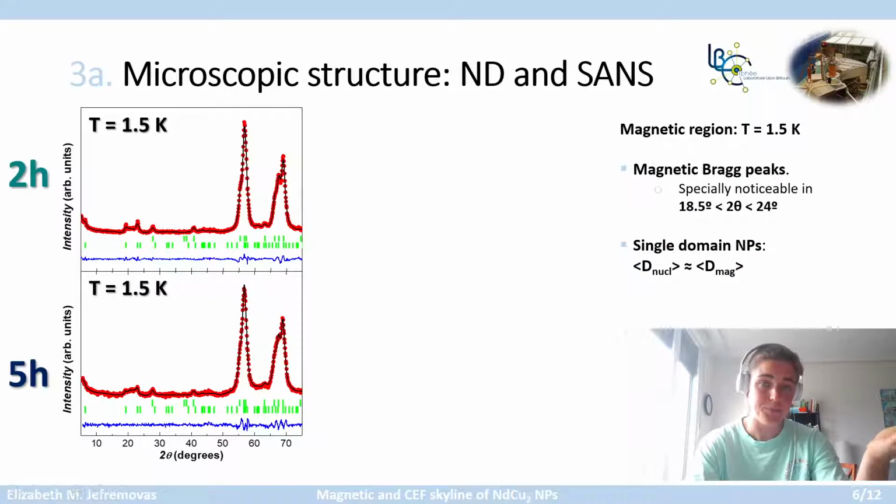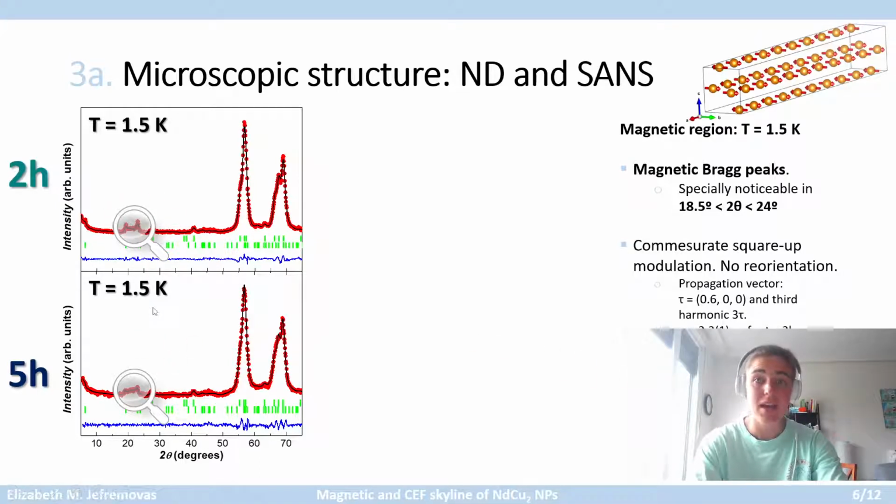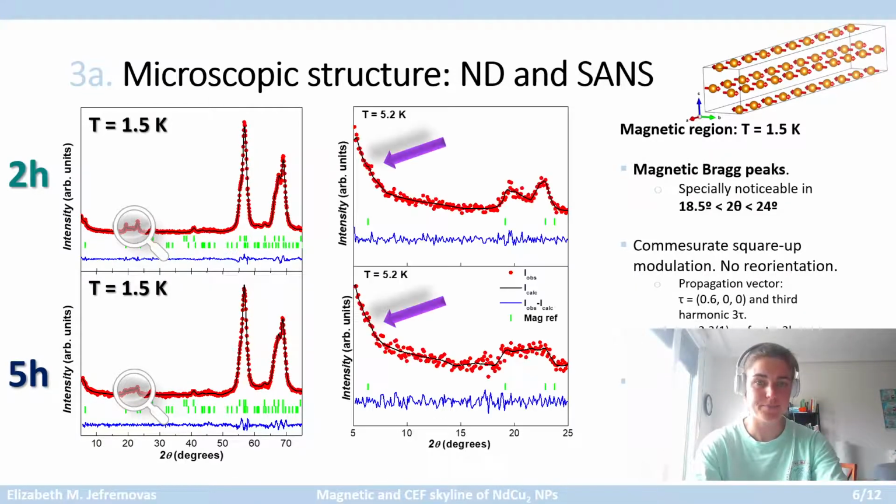But if we go now to the low temperature regime, where the antiferromagnetic state is well established, what we observe are these magnetic Bragg peaks, and this magnetic structure has been fitted and is well accounted for by means of a commensurate squared-up modulation with two propagation vectors, the one connected to 0.600 and the third harmonic.